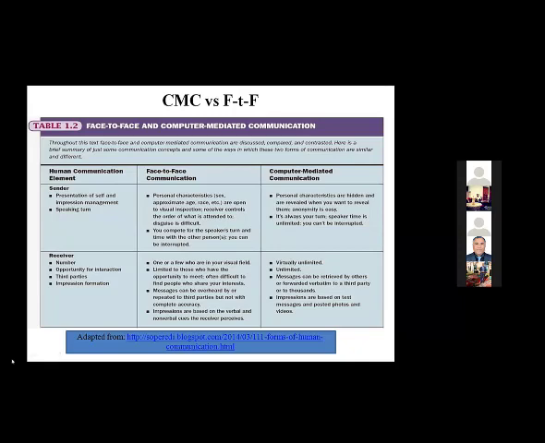In terms of impression formation, impressions are based on the verbal and non-verbal cues the receiver perceives. This is in face-to-face. While in CMC, impressions are based on text messages and posted photos and videos.